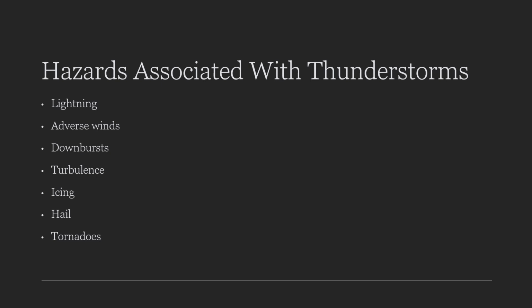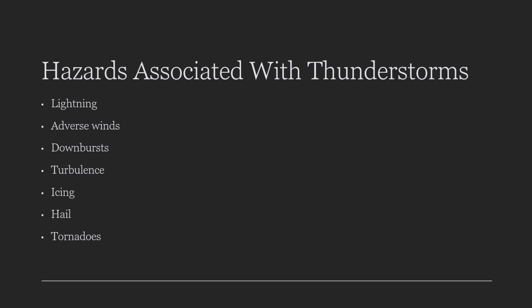Downbursts. Showers and thunderstorm cells often produce intense downdrafts, called downbursts, that create strong, often damaging winds. A downburst is especially dangerous to airplanes when it is encountered when climbing from takeoff or approaching to land, due to them generally operating at relatively slow speeds. That's referencing the aircraft. The aircraft is operating at relatively slow speeds. Any major change in wind velocity could be fatal during these maneuvers.